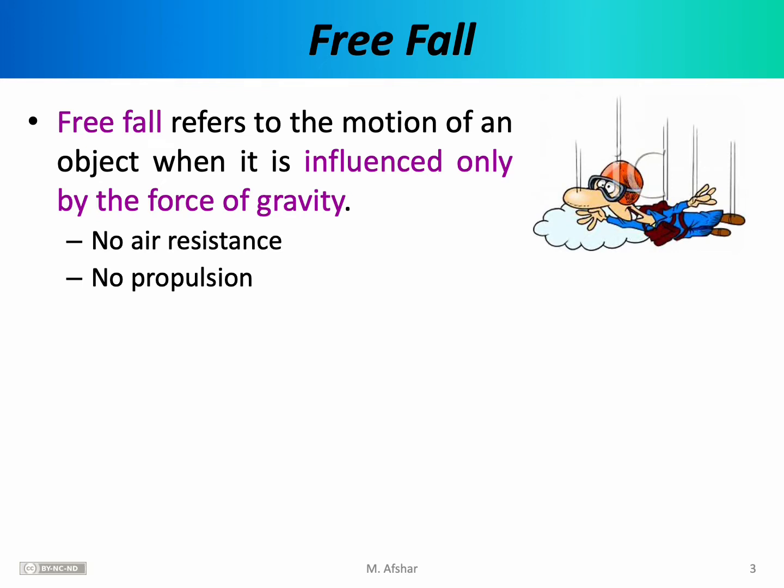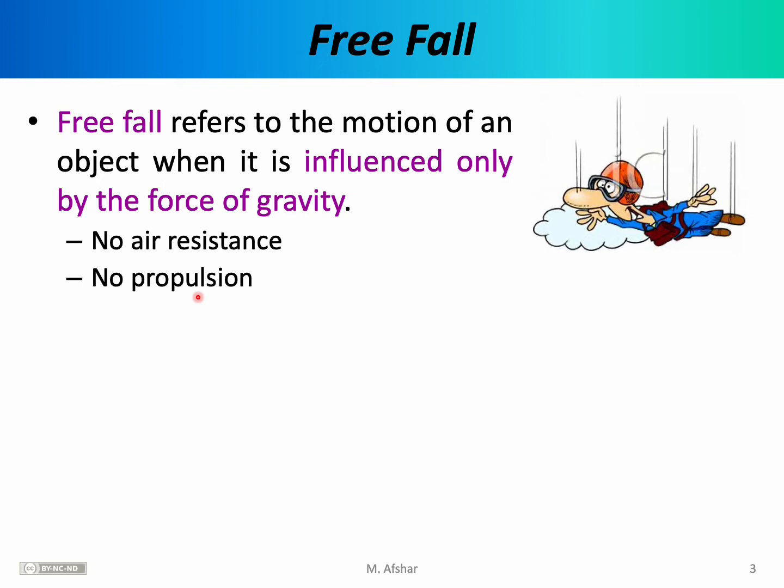And for the next few slides, we'd like to discuss how the kinematic equations can be used to analyze the motion of an object in free fall. When I speak of free fall, I'm referring to the motion of an object that is influenced only by the force of gravity. So free fall refers to basically an object that is falling, but the only force that is acting on it is the force of gravity. There cannot be any air resistance or propulsion or any other force that is acting on the object.